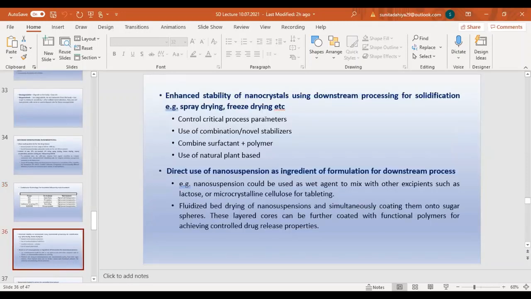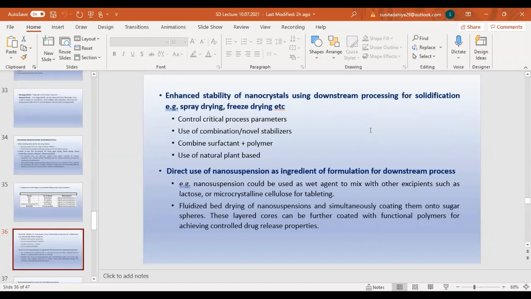This type of combination technology, they are quite used and most of them are patented. Another advanced modification approach in the nanocrystal is when you use solidification for the downstream processing of the nanocrystals. Say, for example, you use spray drying, freeze drying. These two are very widely used solidification approaches.